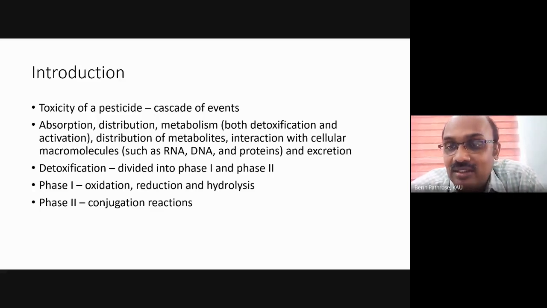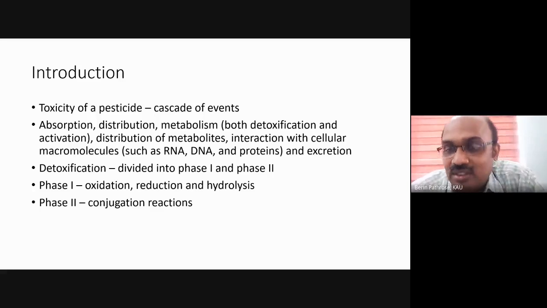The second step is, once the pesticide is absorbed into the insect body, it has to be distributed in the insect body, and then it will reach the target site. If it is a nerve poison, say an organophosphate, it acts on the synapse. Once the OP pesticide is absorbed, it has to be distributed and reach the synaptic junctions. Then only can it bind to the acetylcholinesterase enzyme.